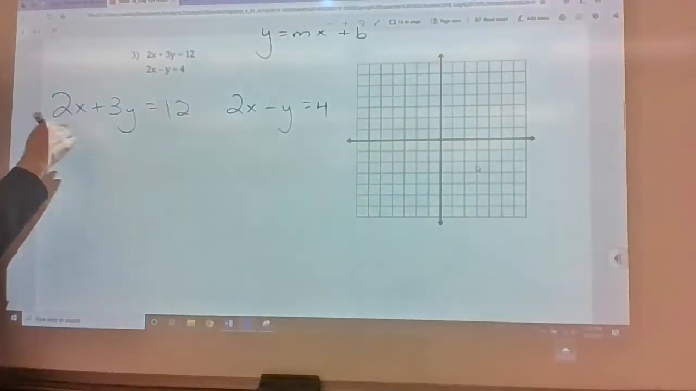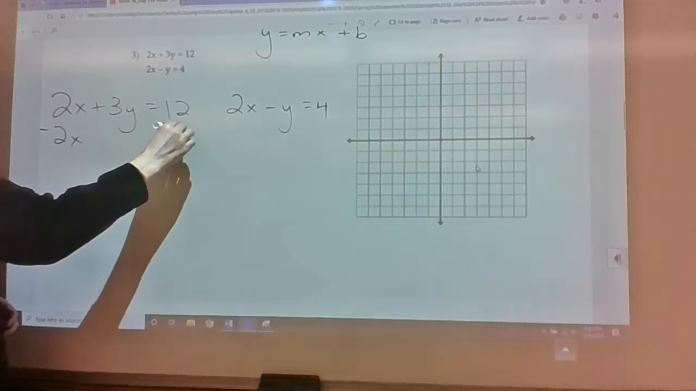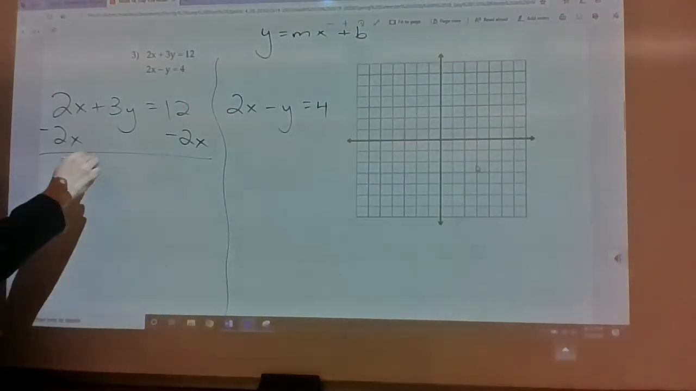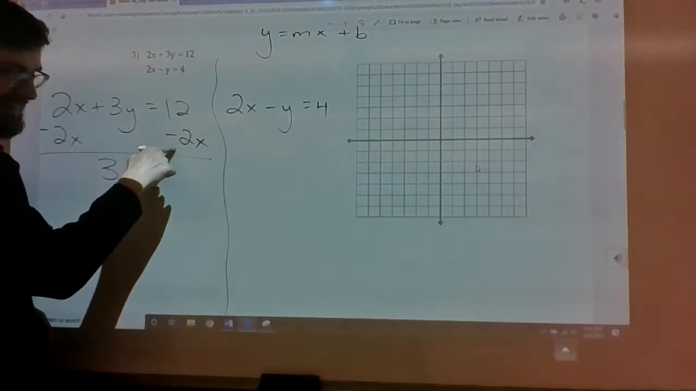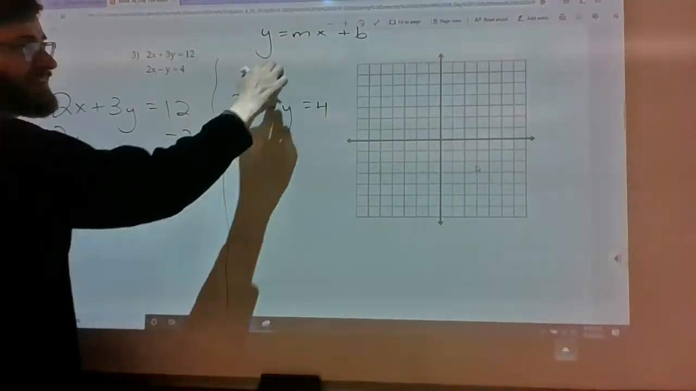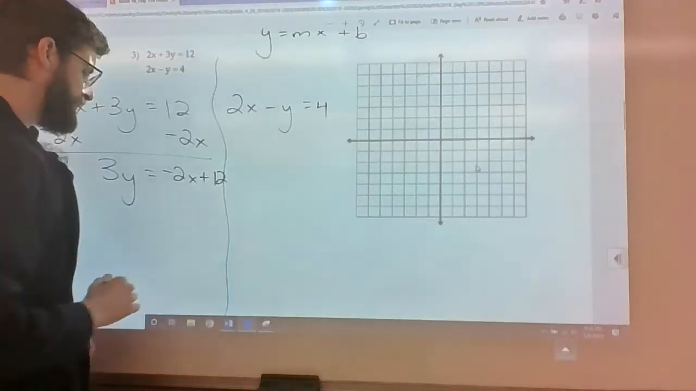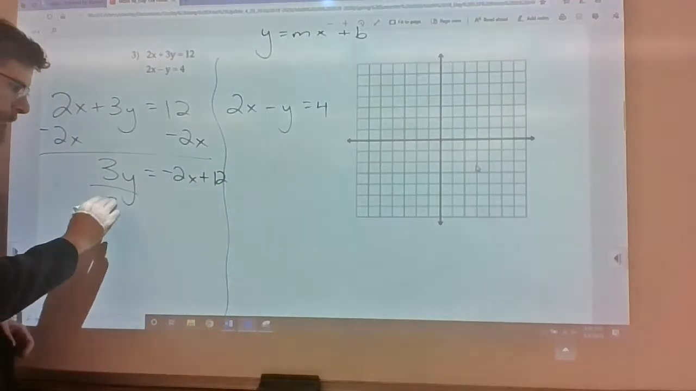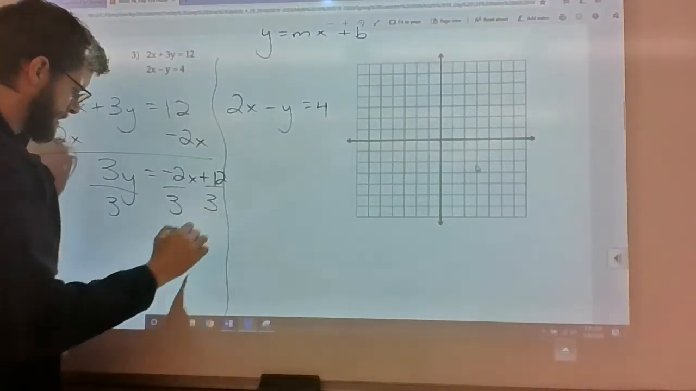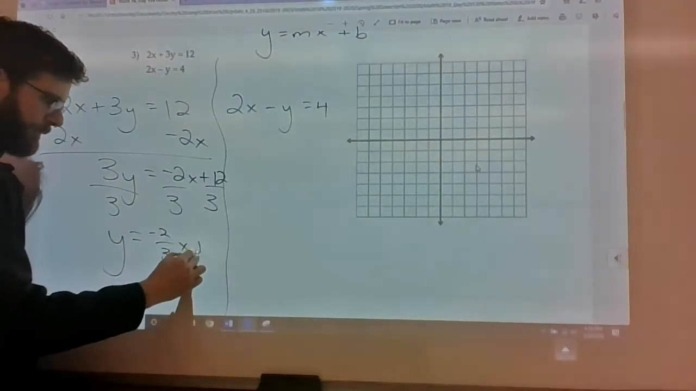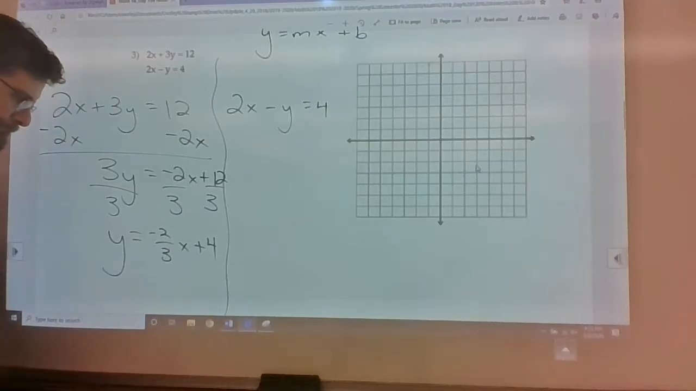So for the first one, I would subtract 2x from both sides. And you get 3y equals, I'm going to write -2x first, because it kind of looks like mx if I write -2x first, plus 12. Then divide all parts by 3. Y is -2/3 x plus 4.